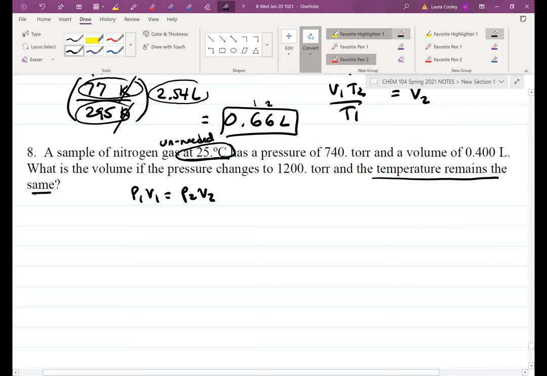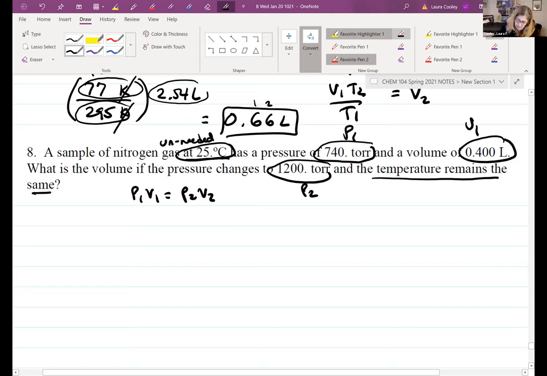I'm not sure with this one. So you have to identify: is this an initial? Is this P1 or P2? That would be P1. Yeah, P1, P2. Okay. And this is V1. Right. So we're solving for V2. So what is V2 going to equal?